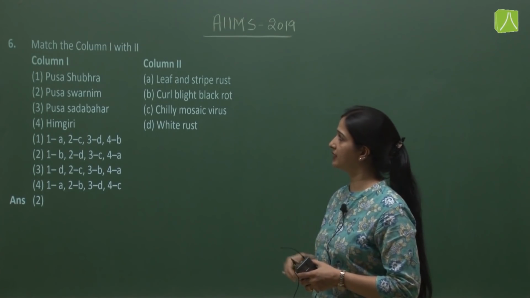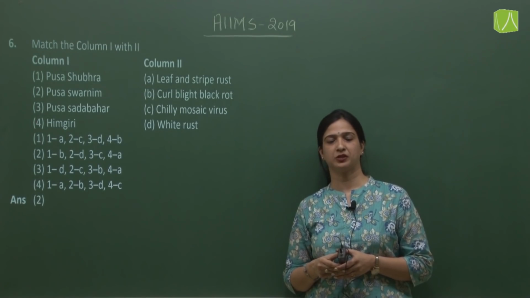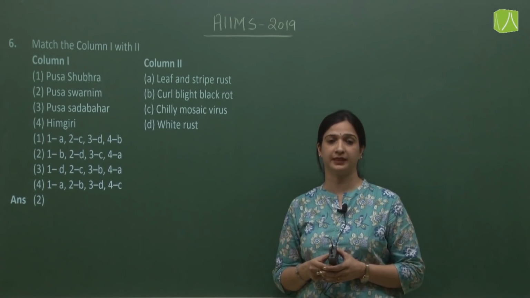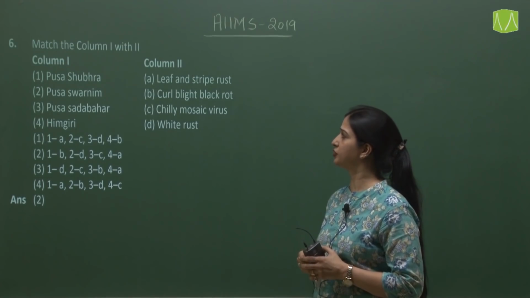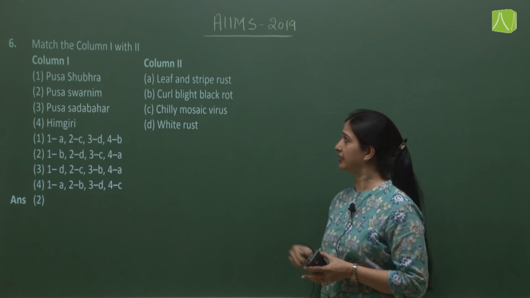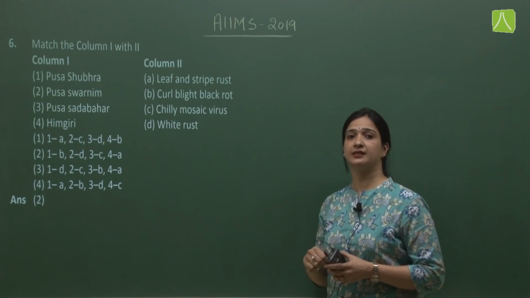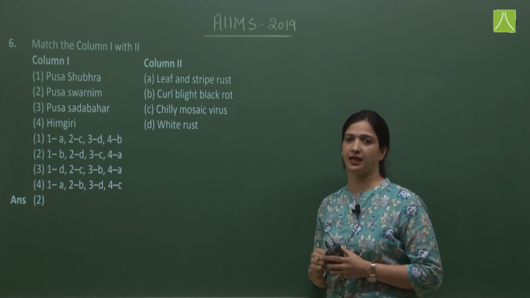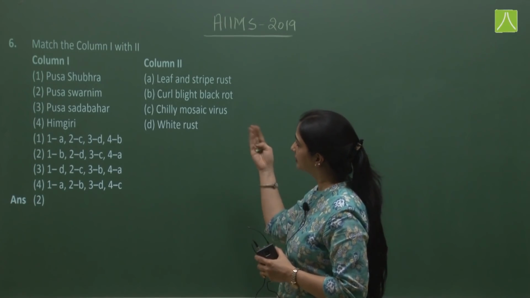Let us see question number 6. It is again match the column type of question which has been asked from the chapter plant breeding. It is a direct question. Here the crop type or the variety is given, and in the second column the diseases have been given to which these varieties are resistant. Okay. So let us match it.